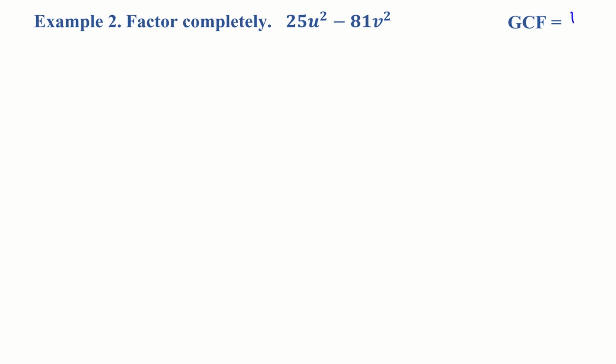so we can proceed. Now we notice 25 is a perfect square, u squared is, of course, a perfect square, 81 is a perfect square, and so is v squared. So we do have a difference of two perfect squares. It's helpful to write down what those expressions are whose perfect squares happen to be these two terms. And of course, what we need to square to get 25u squared is 5u, and what we need to square to get 81v squared is 9v.